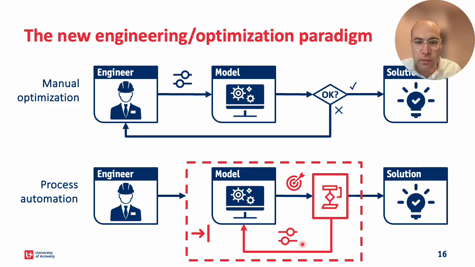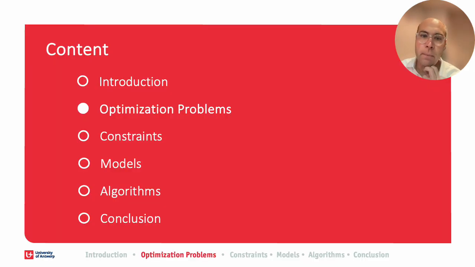And based on the response of the objective value to the design parameters, the optimization algorithm repeats this loop to make a better solution. And it's up to the engineer now to set up the model, the optimization algorithm, define the objective, define the design parameters, and define the constraints. This might seem hard, but it is not.